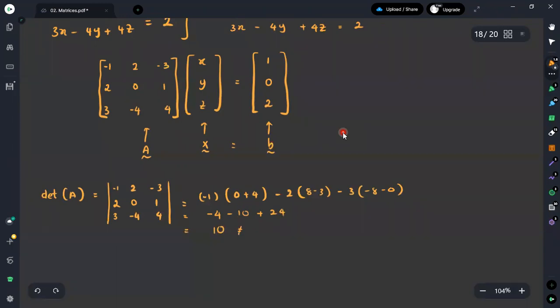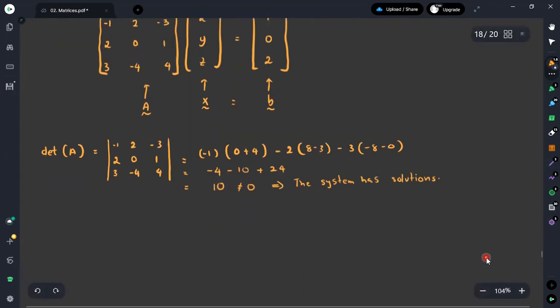Since this value is not equal to 0, you can say that the system has solutions. Since the determinant of the matrix is not equal to 0, you can say that the system has solutions.